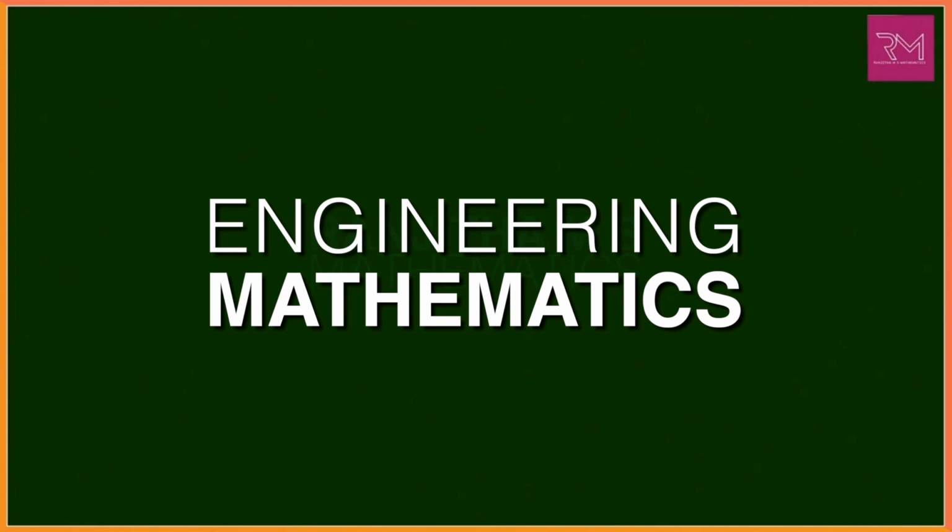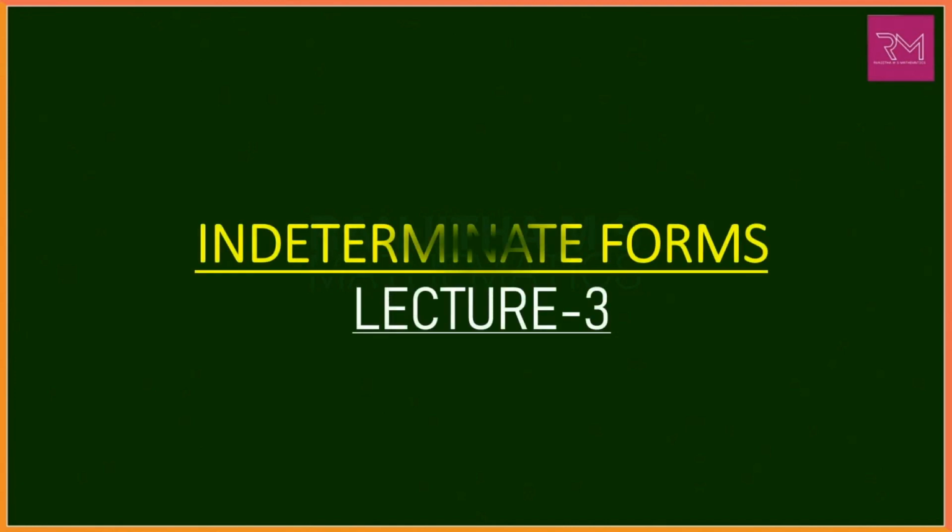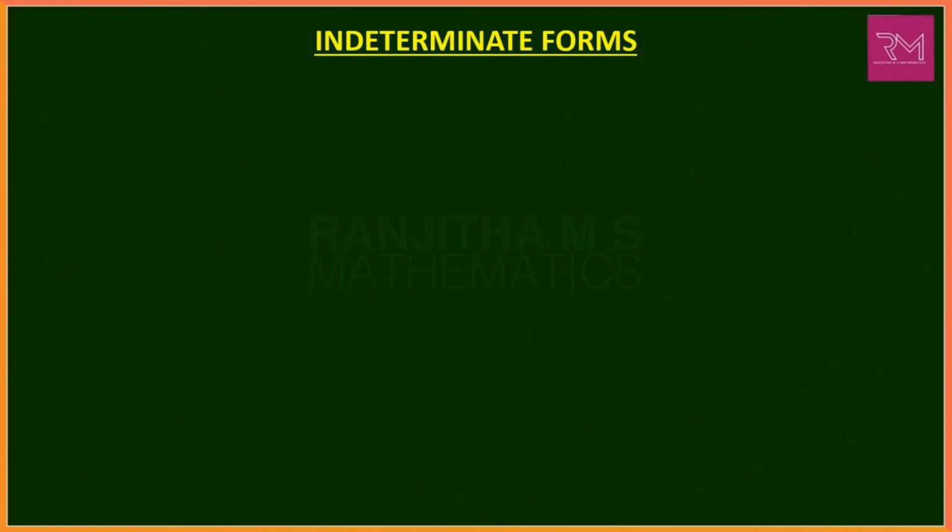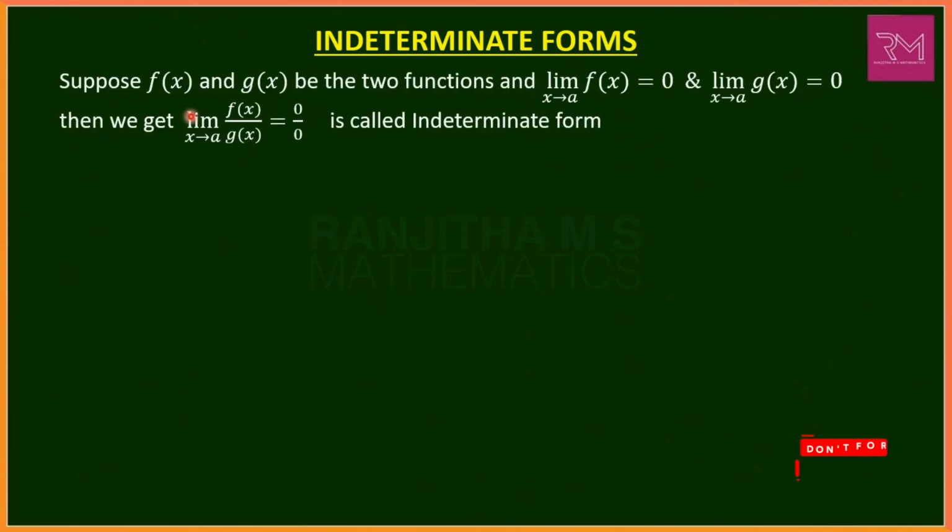Today we are going to study an important and easy topic in engineering mathematics, that is indeterminate forms. Let us understand what is an indeterminate form. Suppose f of x and g of x are two functions, and limit of f of x as x tends to a is equal to 0, and limit of g of x as x tends to a is equal to 0. Then limit of f of x by g of x as x tends to a, which is equal to 0 by 0, is called an indeterminate form. That means the forms which cannot be determined are called indeterminate forms.